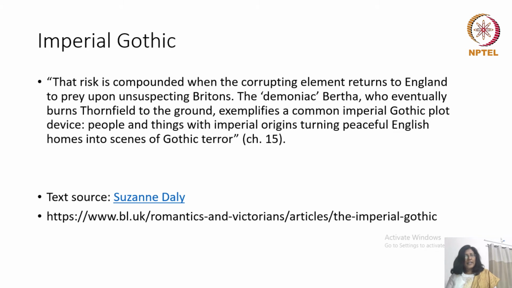The corrupting element could be an English nobleman who becomes corrupt because of his association with the colony, and when this corrupt English nobleman returns back to England, he also causes a lot of disruption and havoc in the spaces into which he enters. So that is also displayed in the Imperial Gothic narratives.